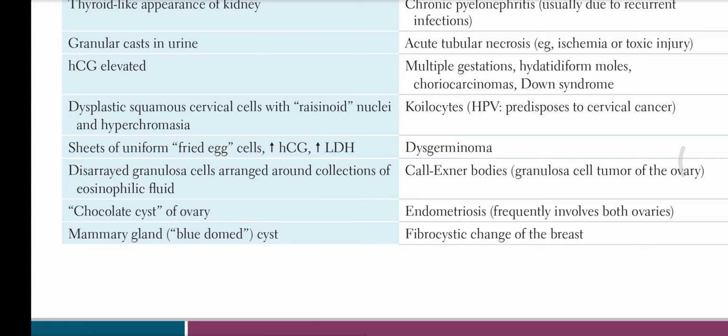Increase LDH, increase HCG, dysgerminoma. In dysgerminoma there will be sheets of uniform fried egg cells, increase HCG, increase LDH. That is dysgerminoma.